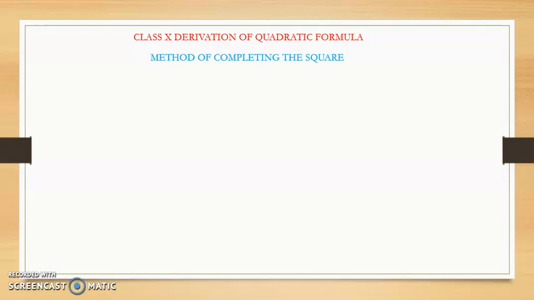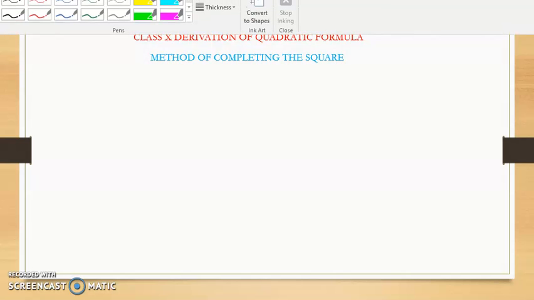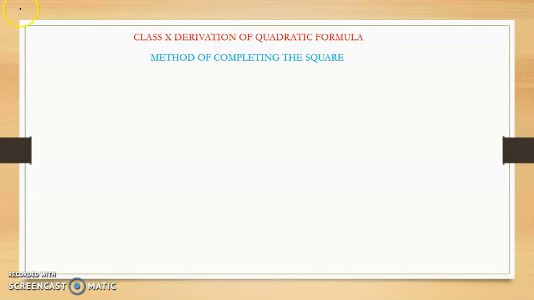Welcome back, students. Today we will study the derivation of the quadratic formula. One more thing, the derivation is not in the syllabus, but I am explaining it for your knowledge. This method of completing the square is also not in the syllabus. I am just explaining it for your knowledge. Directly, we will solve by the quadratic formula.